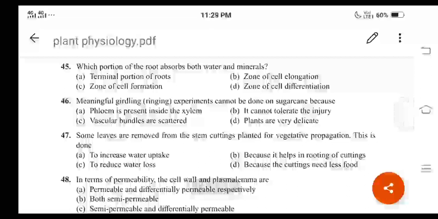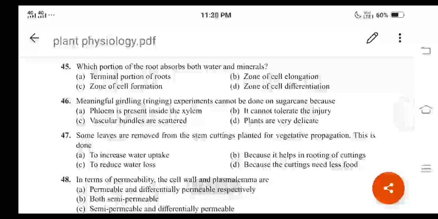Question number 46: meaningful girdling or ringing experiments cannot be done on sugarcane because. The options are: phloem is present inside the xylem; it cannot tolerate the injury; vascular bundles are scattered; plants are very delicate.